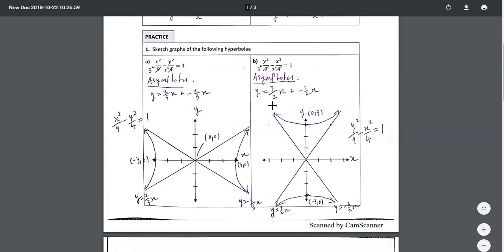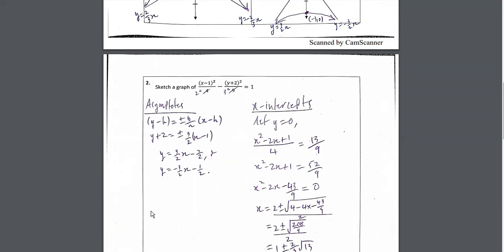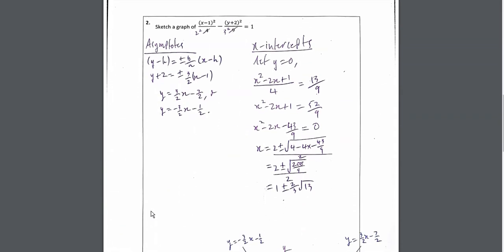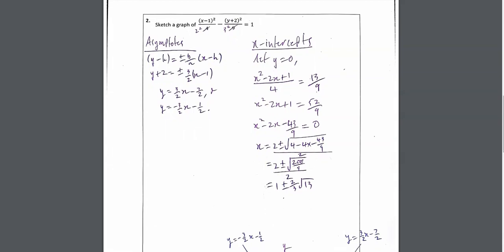All right, I think it's time to move on to 2 examples where we don't have the origin as the point of intersection of the asymptotes. So here we go. Question 2. Sketch a graph of (x minus 1) all squared over 4, which I've replaced with 2 squared, so a equals 2, minus (y plus 2) all squared over 9, which I've replaced with 3 squared, so b equals 3, equals 1.